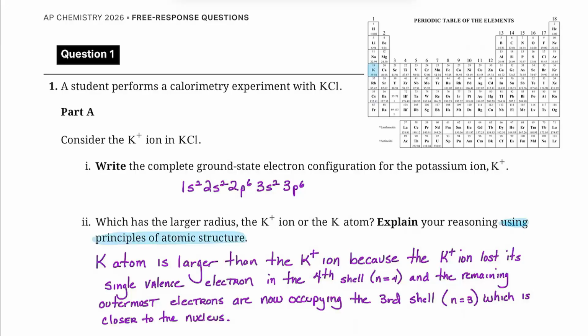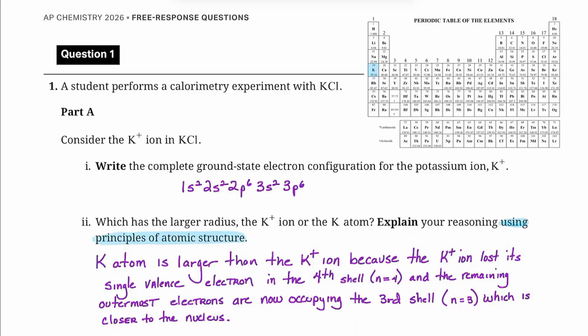Okay, so what we're saying here is that the K atom is larger than the K plus ion because the K plus ion lost its single valence electron in the fourth shell. Here I am talking about atomic structure, the structure of electrons. And the remaining outermost electrons are now occupying the third shell, which is closer to the nucleus.